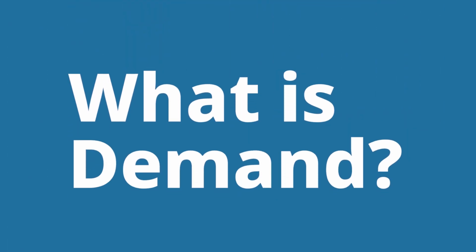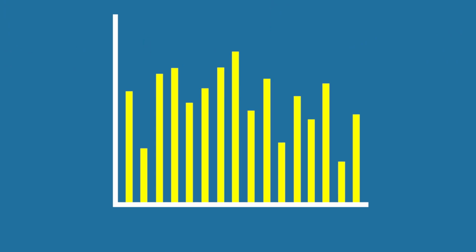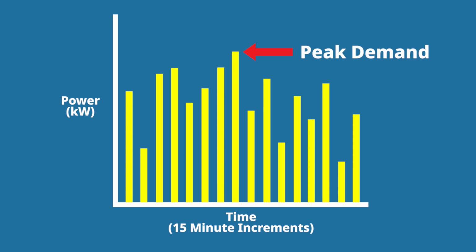First off, what is demand? In order to understand demand, it's important to know where we get the quantity of power, measured in kilowatts, that we use for the demand charge calculation. A billing cycle is around 30 days long, and the electricity you use is measured in 15-minute increments within that billing cycle. Demand quantity is simply that one 15-minute increment of time when you use the most electricity. This highest one 15-minute increment of time is called peak demand.